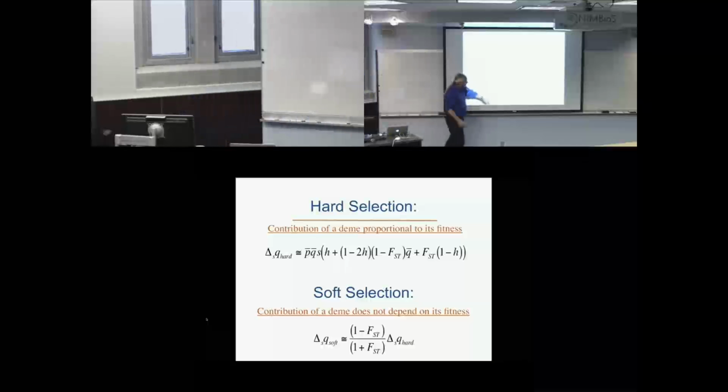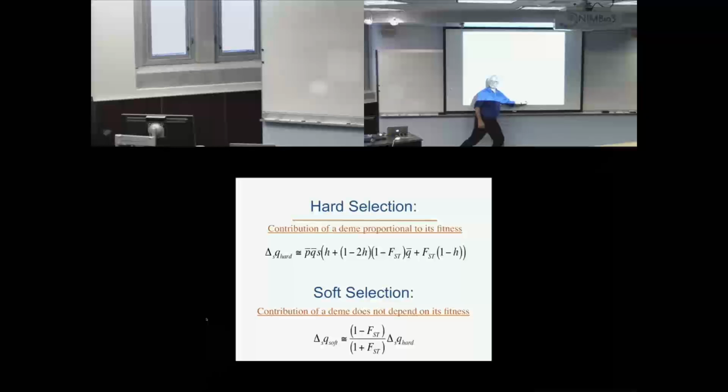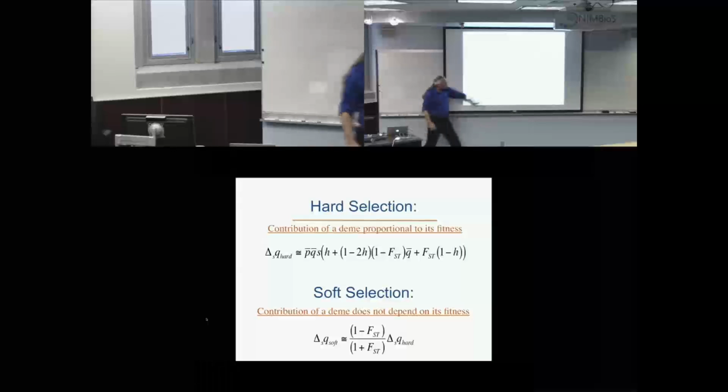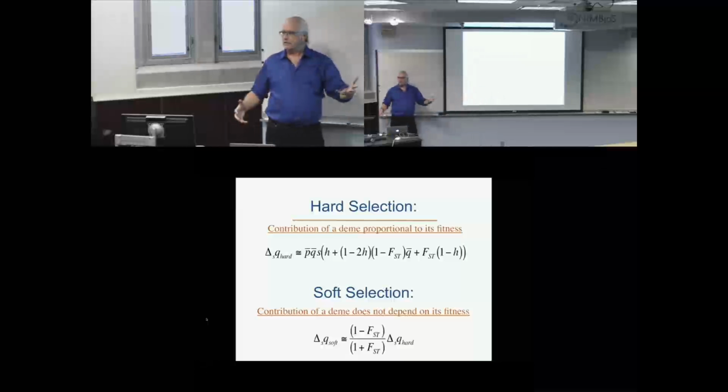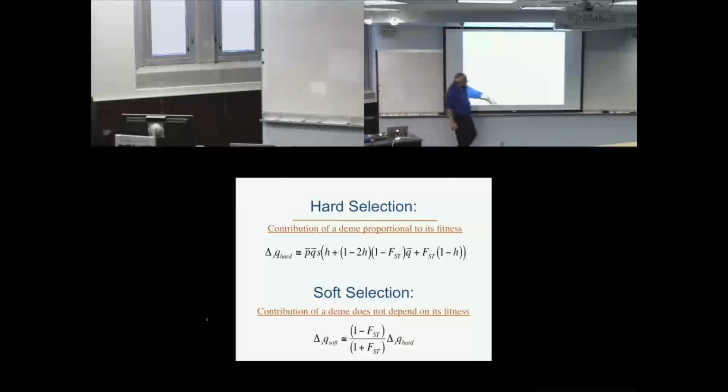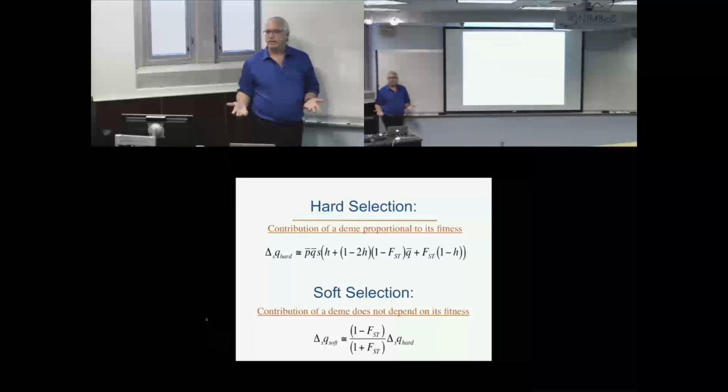With soft selection, you've got all the same thing that's happening above. So just look here, delta q hard, just the same thing copied down there. But on top of that, you have a term here that captures the effects of soft selection, the competition between relatives. So basically, this term amounts to 1 minus the relatedness of individuals that are in the same place. Right? So selection is less effective because of competition between relatives that occurs with soft selection.